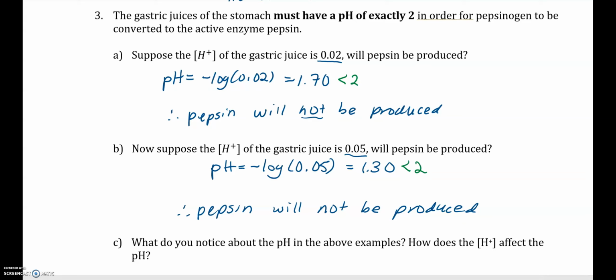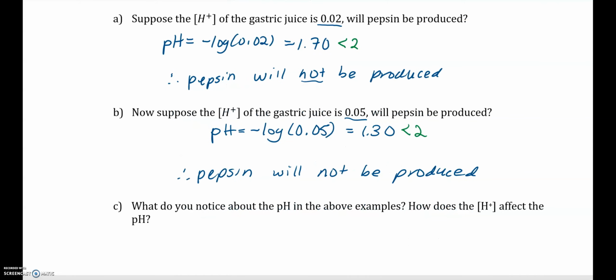So in part C, it says, what do you notice about the pH in the above examples? How does the H plus affect the pH? Looking at these two examples, we see that as the hydrogen ion concentration increases, the pH, in fact, decreased. Therefore, there's an inverse relationship between these two variables.